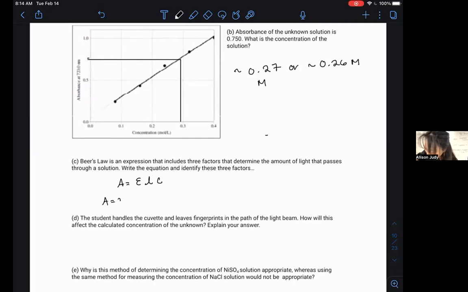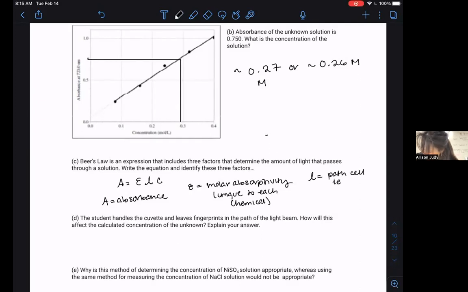So A equals absorbance. Epsilon equals molar absorptivity. And by the way, it's unique to each sample, right? It's unique to each element or sample. I'm going to put this, unique to each chemical species. And then we have length, which is length of the path cell. And then we have C, which is concentration, which is usually what we're solving for, right?